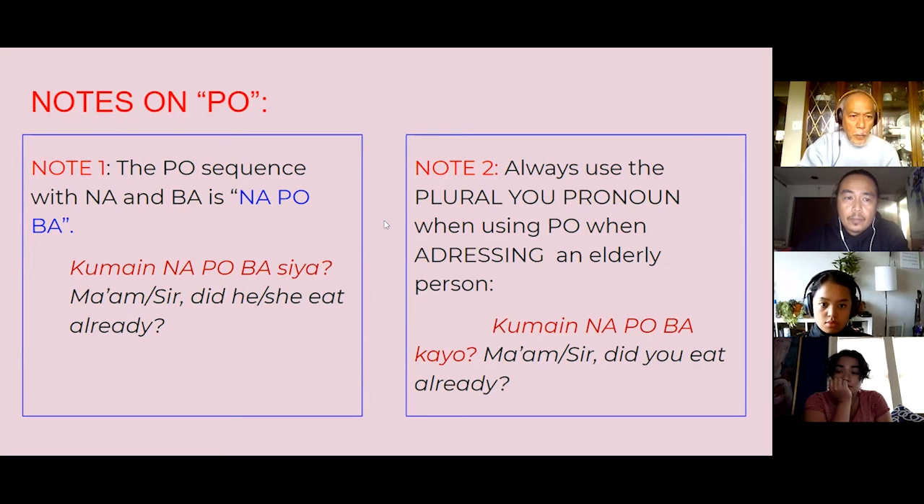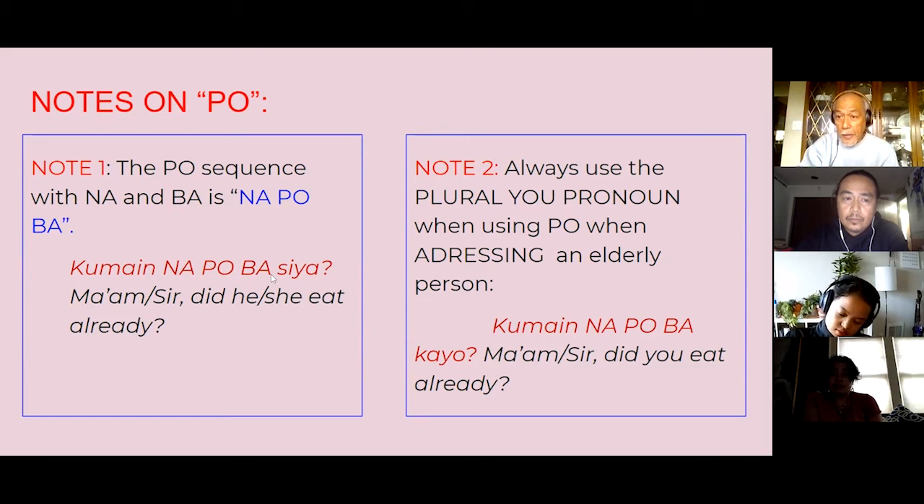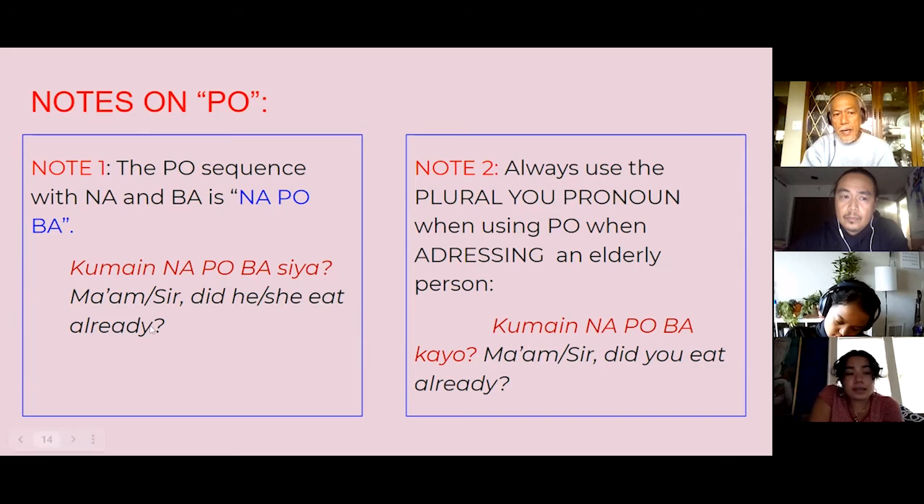So, "kumain na po ba sila?" Or "kumain na po ba siya?" if you're referring to a young person, right? "Na po ba," okay? And it doesn't change. It's always "na po ba." If you don't have the "na," it's "po ba," all right? "Kumain po ba?" and "kumain na po ba?" So the "na," as we already said, means already.